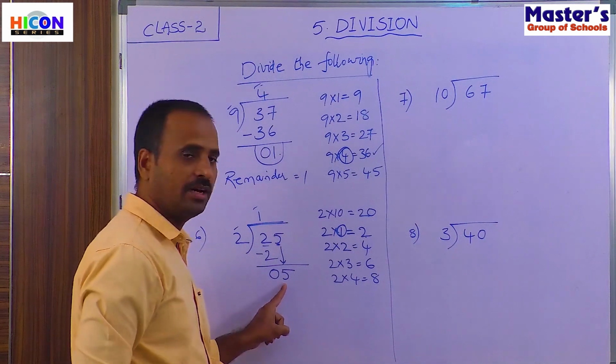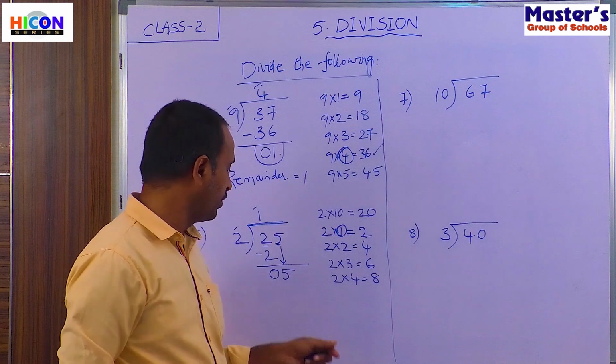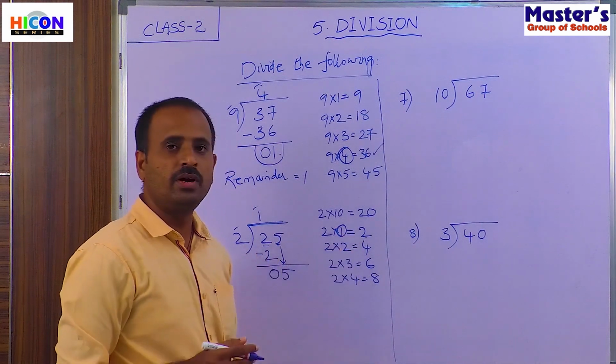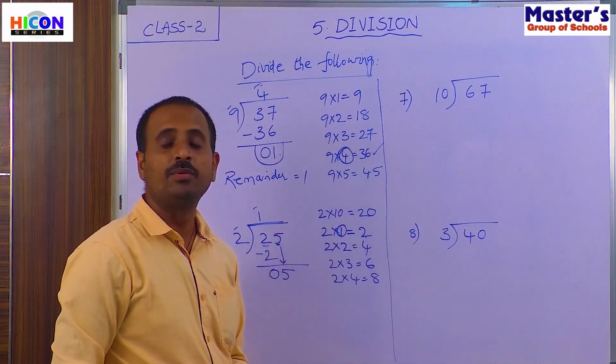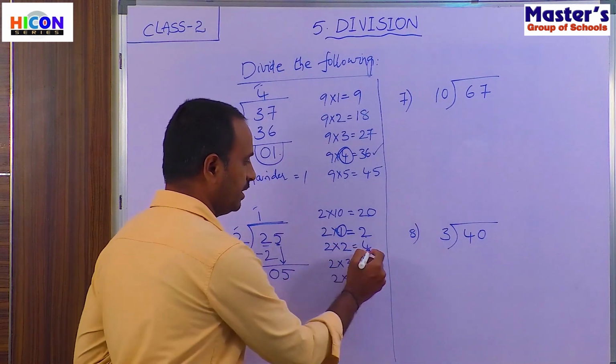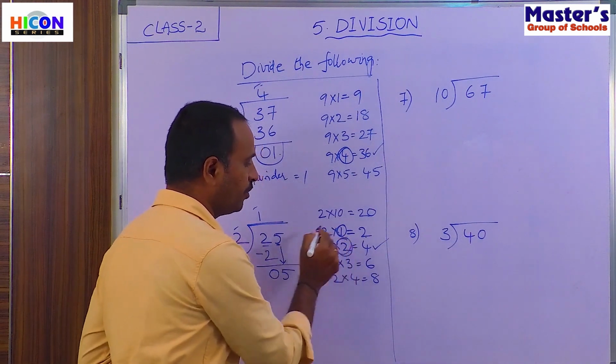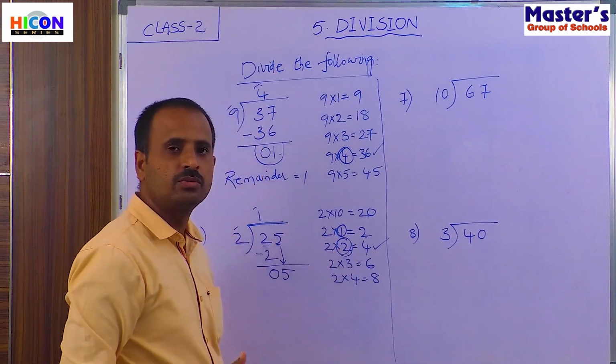If we did not get the number 5 in the second table, then we have to take the number before 5 in the table. What is the number before 5? The number before 5 is 4. So where is the 4 here? So here is the 4. How many times do you have to take to get 4? You have to take 2 times to get 4.